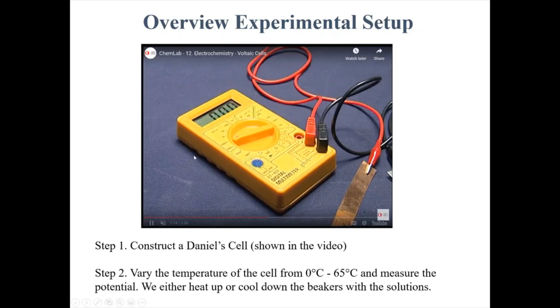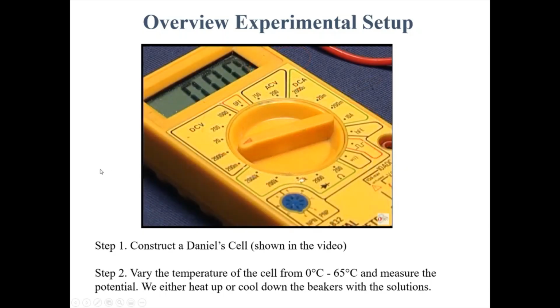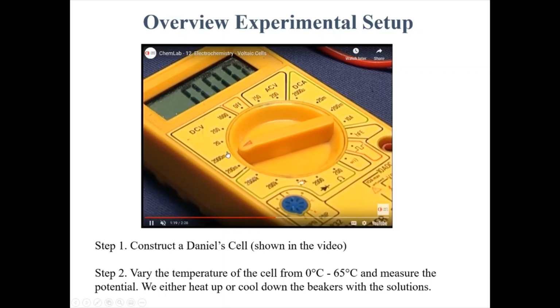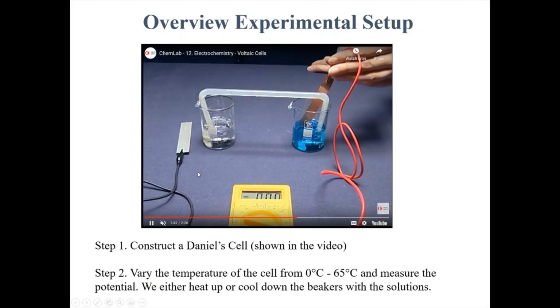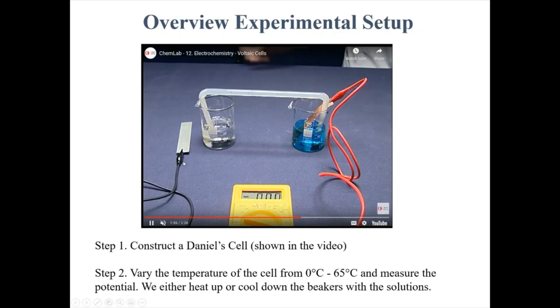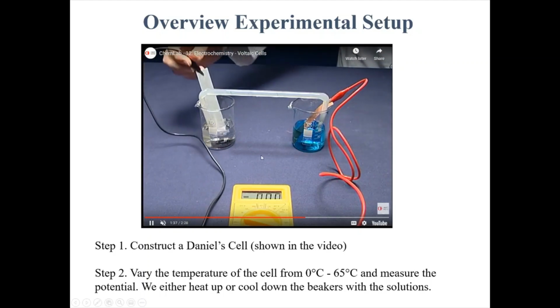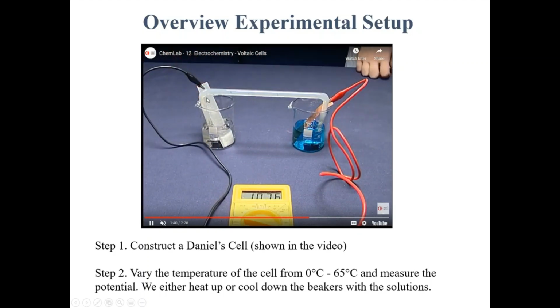So you're going to notice that they're putting the voltmeter into volt measurement mode. So they're going to be able to measure direct current voltage. Now they've connected their salt bridge across to their anode and their cathode beakers. And then they're going to hook the cell up now by allowing the copper and zinc electrodes to go into their respective solutions. And you'll notice as soon as the electrodes are immersed, they get a value that's pretty close to 1.1 volts, which is what we would expect for the thermodynamic potential for this cell.